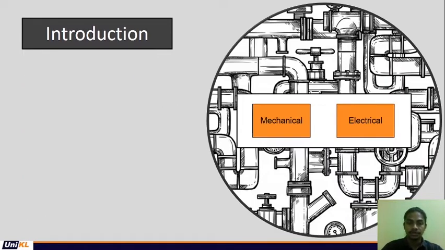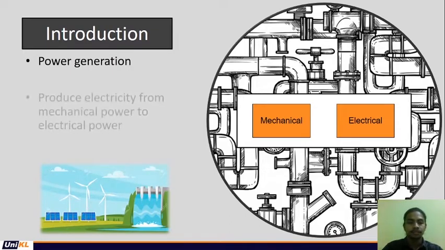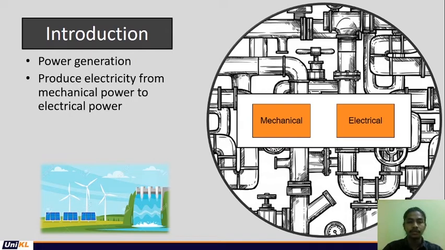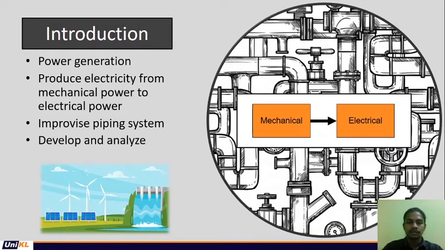About the introduction, power generation is a process of generating electric power from sources of primary energy such as wind, solar, hydropower and so on. We want to produce electricity, converting mechanical power to electrical power, by improving the piping system. This project is about developing and analyzing the electric power generated on house piping.